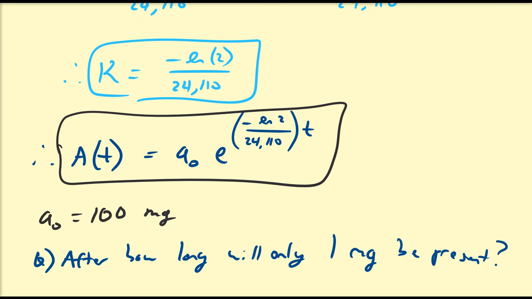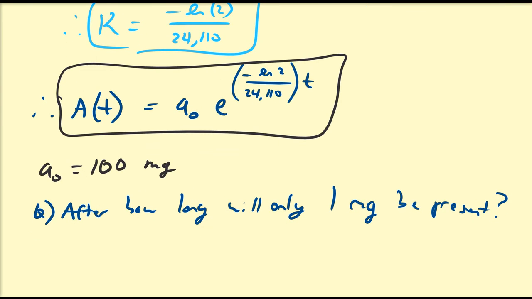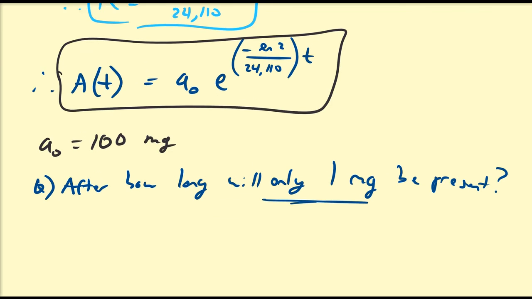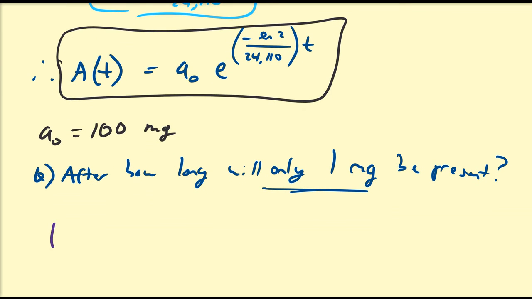After 24,110 years, we're going to be down to 50 milligrams. Then after another half-life, we're going to be down to 25. Then half of that, half of that, half of that, and so on. So how long until we get to 1 milligram? We're trying to answer the question: t is equal to what when a of t is equal to 1?